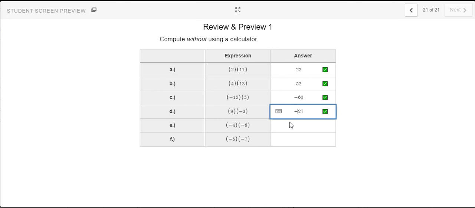Right, 4 times 6 is 24. And since it's two negatives, right, it flips twice, so it becomes negative, then goes back to positive. It's going to be positive 24. And then 5 times 7, that's going to be 35. Right, and then 2 flips becomes positive.